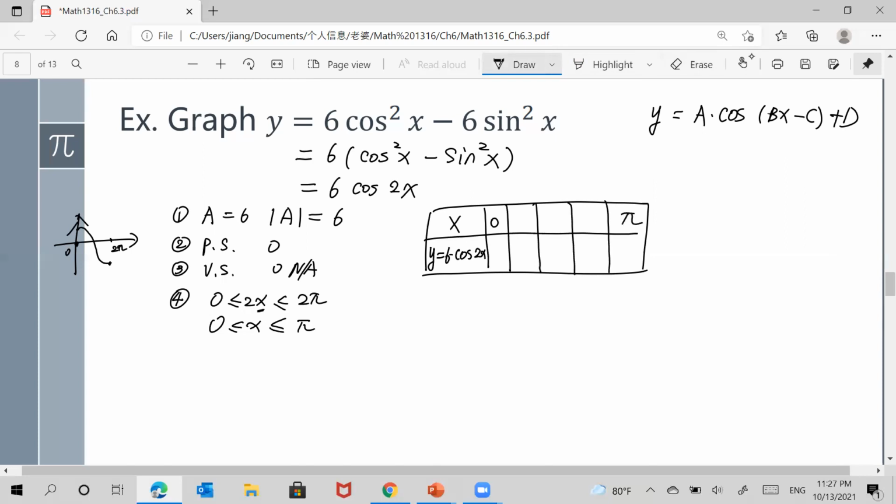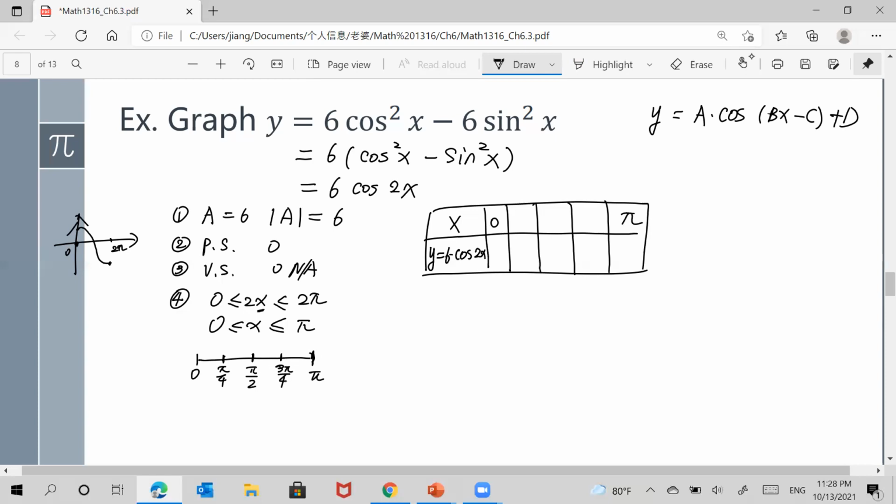What's this pi? So we can divide 0 to pi into 4 parts. The middle one is pi over 2. And here is the midway of 0 and pi over 2, which is pi over 4. So this one is 3 pi over 4.